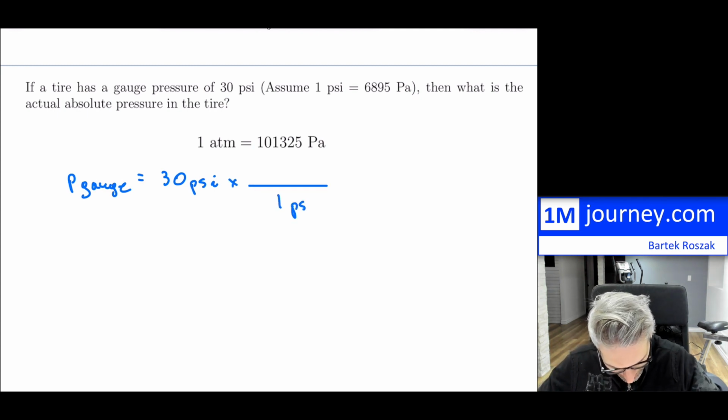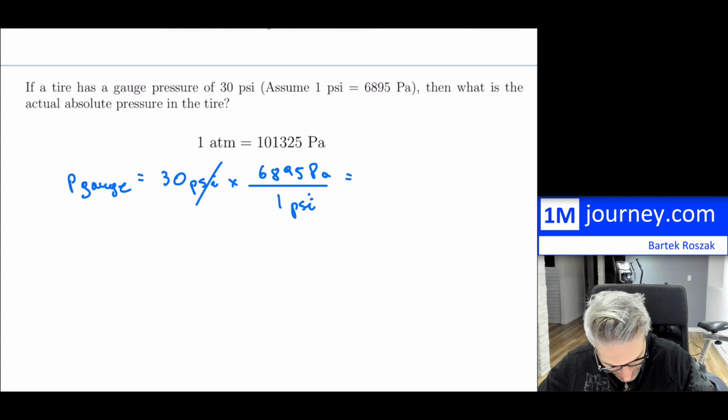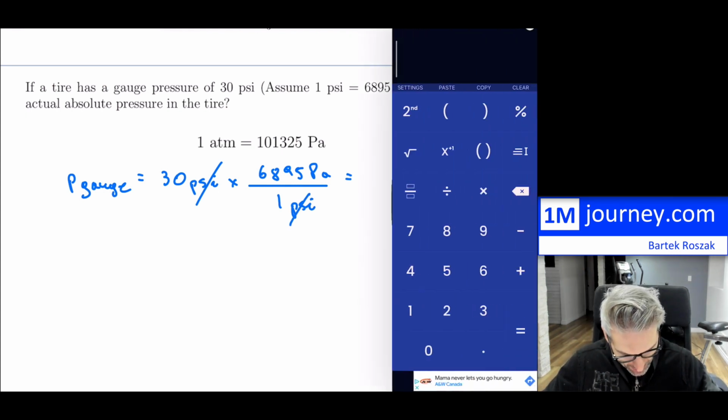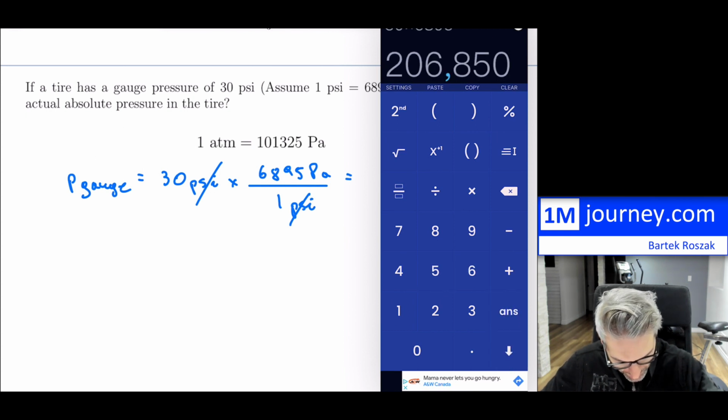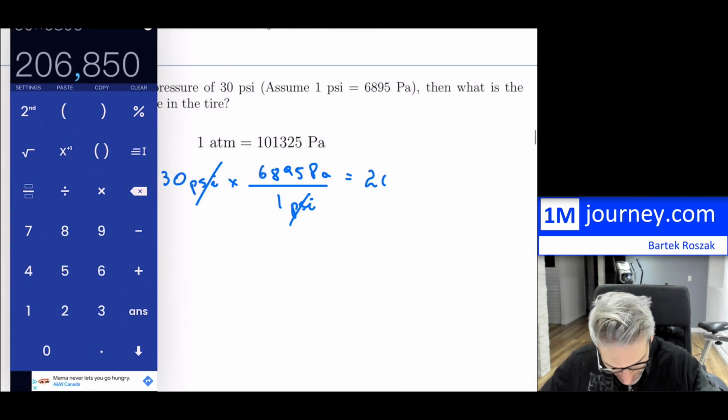So 1 psi would be 6895 pascals. Okay, so the psi's would cancel. And let me take out the calculator here. So we're going to get 30 multiplied by 6895. So we have quite a bit of pressure, which is the gauge pressure in the tire.